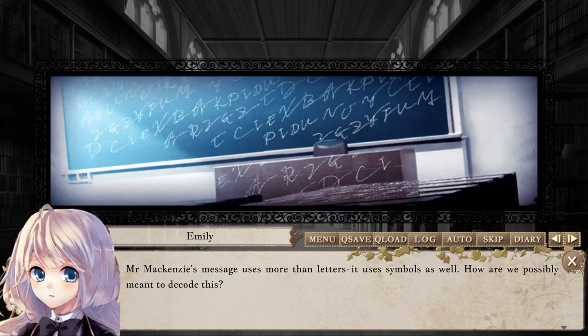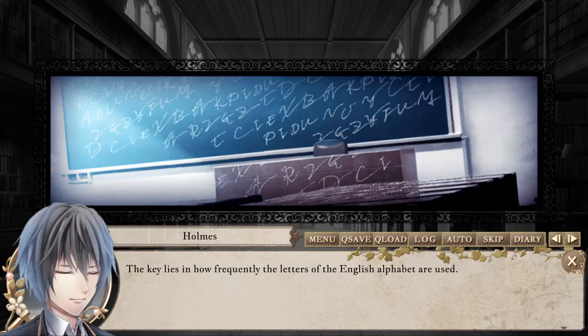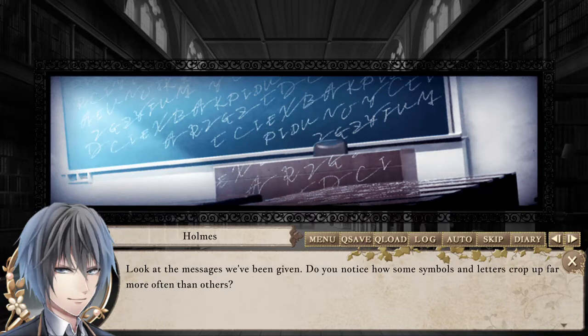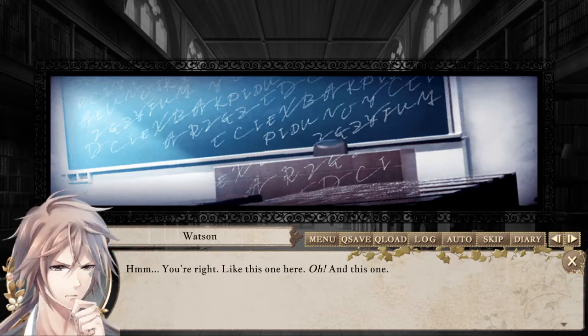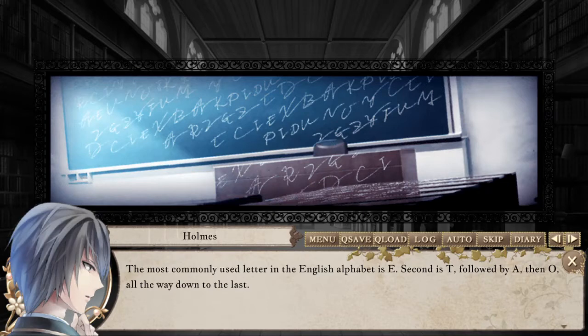Mr. Mackenzie's message uses more than letters. It uses symbols as well. How are we possibly meant to decode this? The key lies in how frequently the letters of the English alphabet are used. Look at the messages we've been given. Do you notice how some symbols and letters crop up far more often than others? You're right. Like this one here. Oh, and this one. The most commonly used letter in the English alphabet is E.